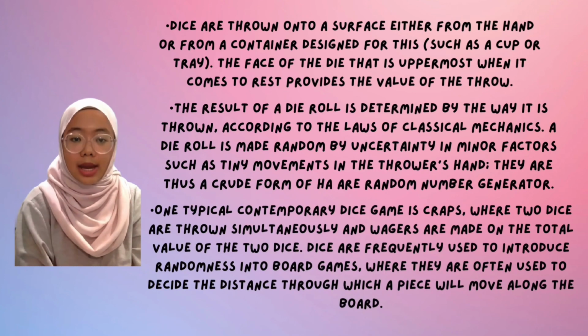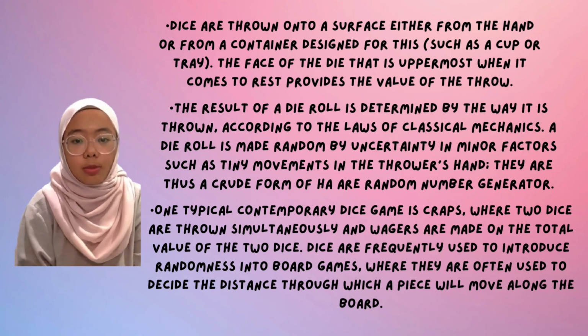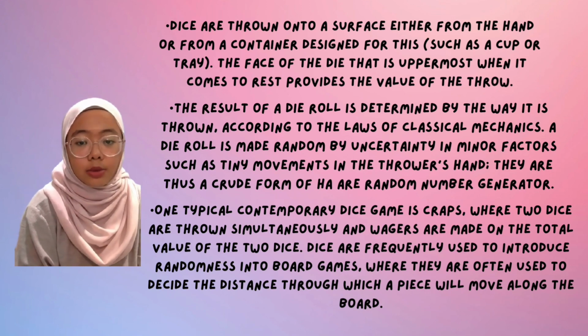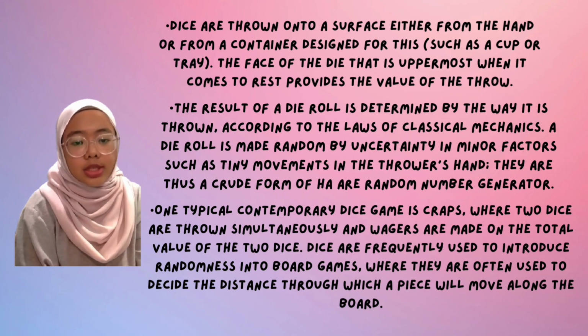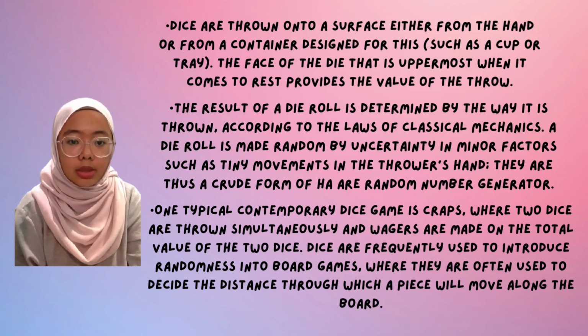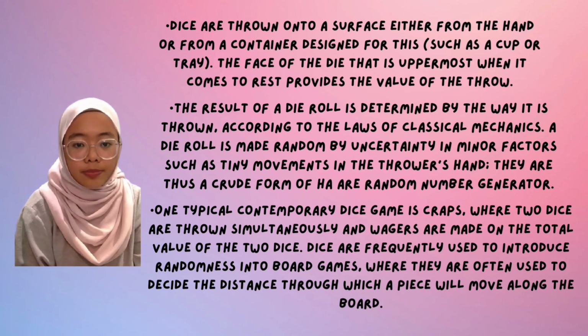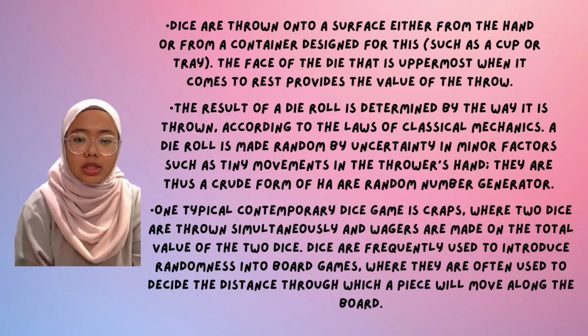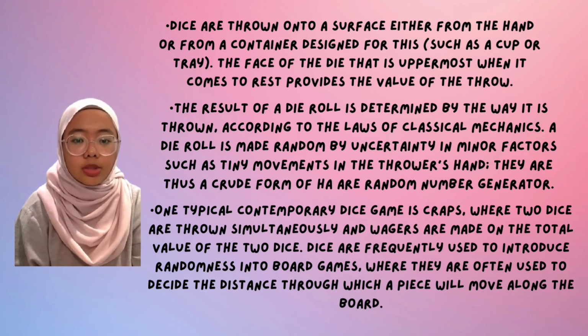So, how to use the dice? Dice are thrown onto a surface either from the hand or from a container designed for this. The face of the die that is uppermost when it comes to rest provides the value of the throw. The result of a die roll is determined by the way it is thrown, according to the laws of classical mechanics. A die roll is made random by uncertainty in minor factors such as tiny movement in the thrower's hand. They are thus acceptable as a hardware random number generator.